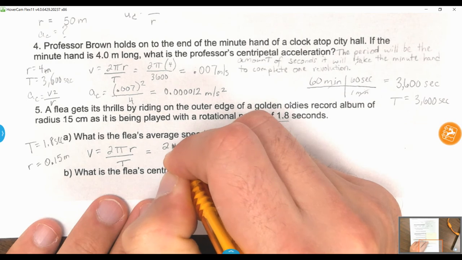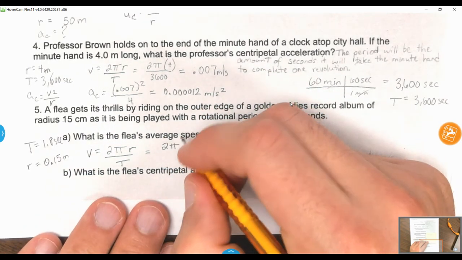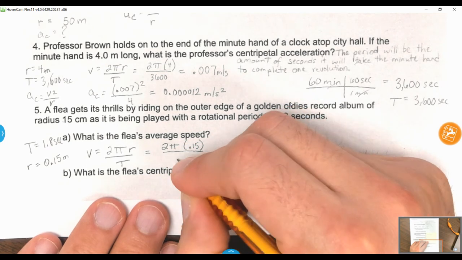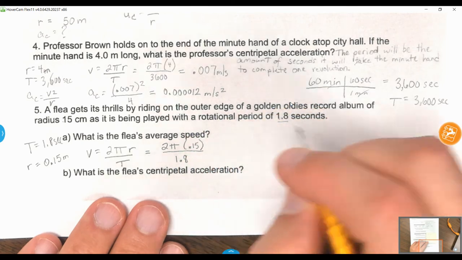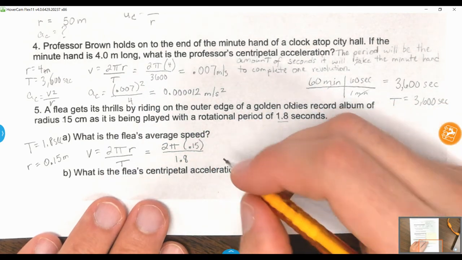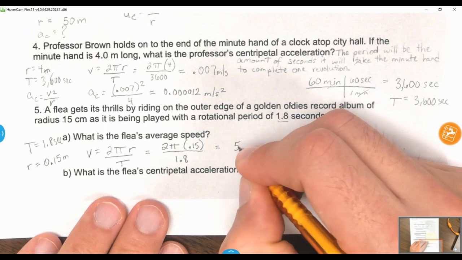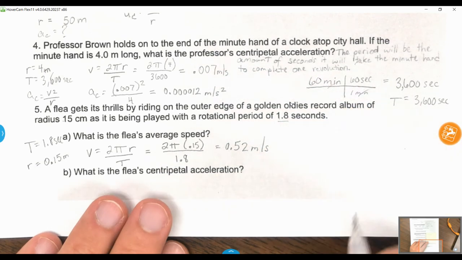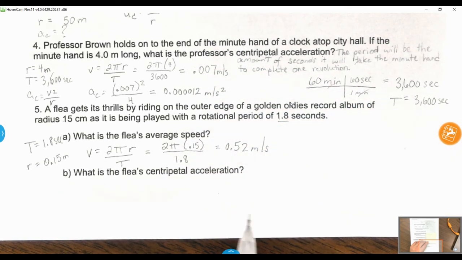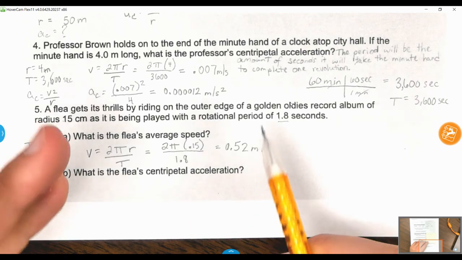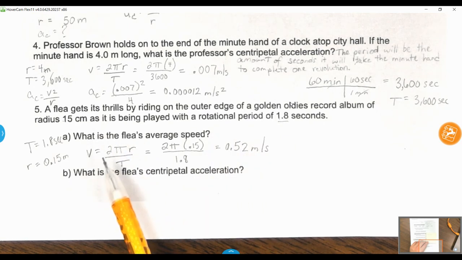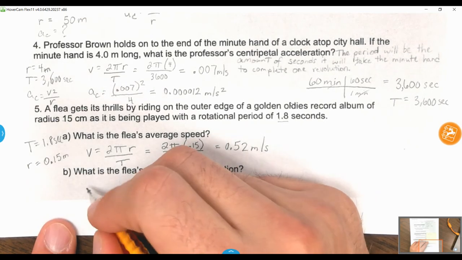Plug in your numbers. 2 pi times r of 0.15 divided by the period of 1.8. You're going to get a velocity of 0.52 meters per second. Oh, sweet, just like I was talking about. All right, so you have now figured out what the velocity is. Now you can determine what the acceleration is.